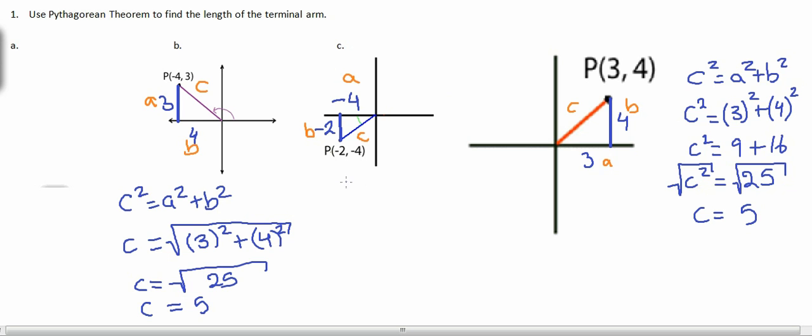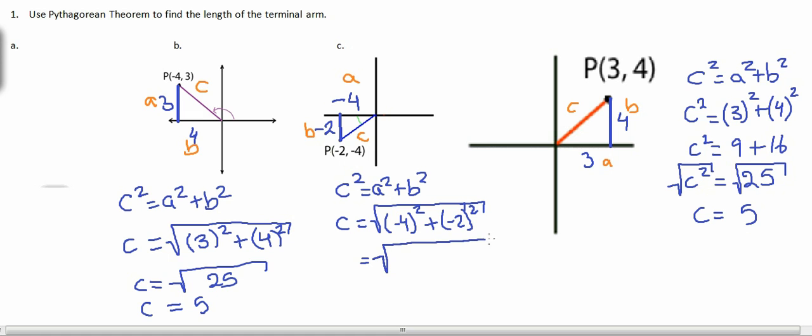So let's use Pythagoras here. C squared equals a squared plus b squared. C equals the square root of negative 4 squared, plus negative 2 squared. I'm just going to put in the negatives this time, we'll see what will happen. Negative 4 squared is negative 4 times negative 4, which is 16. It's actually just going to be a positive number. And negative 2 squared is also a positive number, so it's going to be 4 as well. So that means c is equal to the square root of 20.